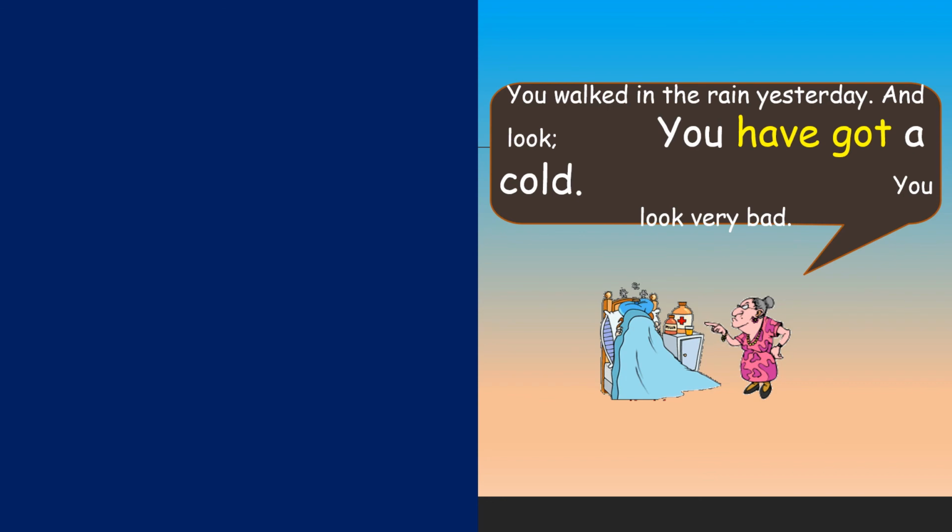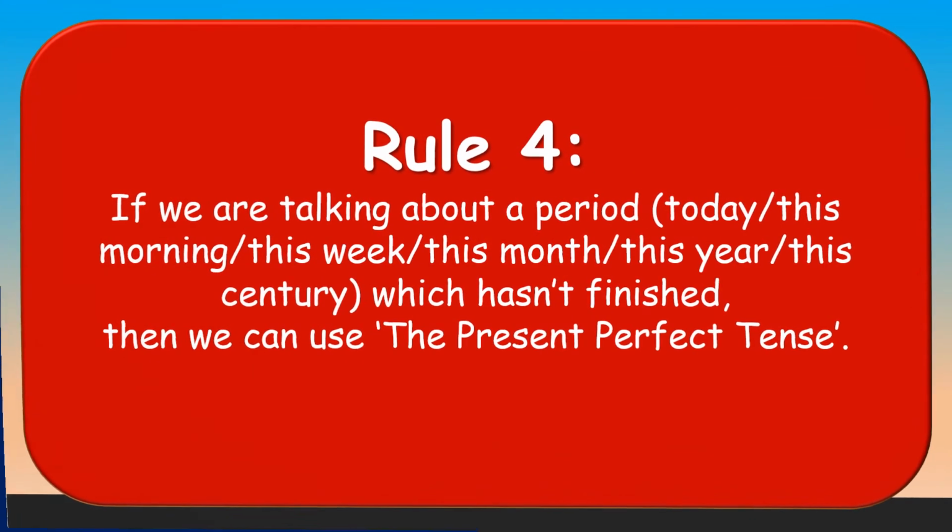See that present perfect? Rule 4, if we're talking about a period, today, this morning, this week, this month, this year, this century, which hasn't finished, then we can use the present perfect tense. Remember again, it's something that has not finished.